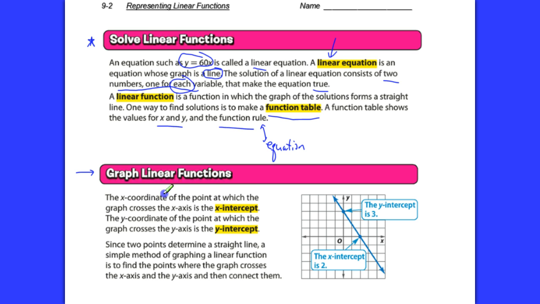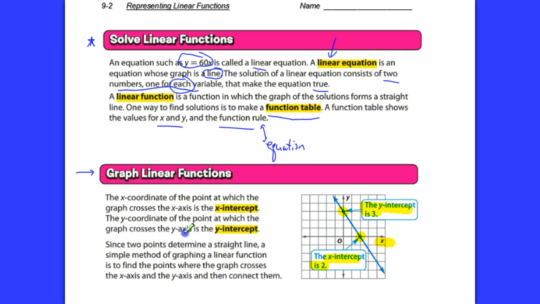The x-coordinate of the point at which the graph crosses the x-axis is the x-intercept. That's right here, and that's important to know. The x-intercept is right there because it crosses the x-axis. This particular line here is a function. So the x-intercept is that point right here, and the y-intercept is this point right here. The y-intercept in that case has the value 3. The x-intercept, as I mentioned a second ago, is 2. Here's 0, 1, 2. The x-intercept is 2. For the y-intercept, there's 0, 1, 2, 3. Those are important points that you're going to have to be able to identify down the road.